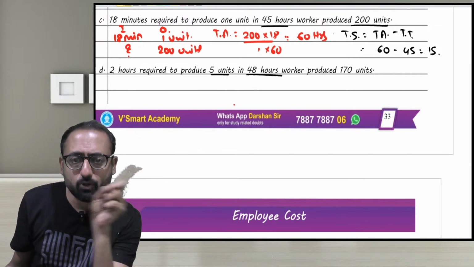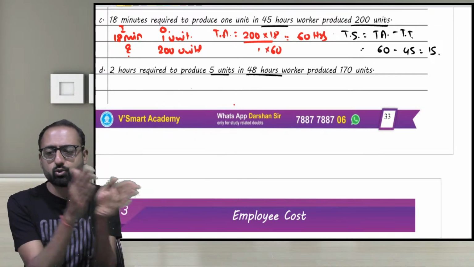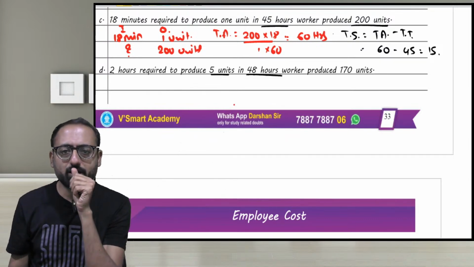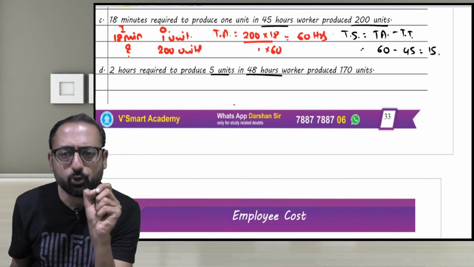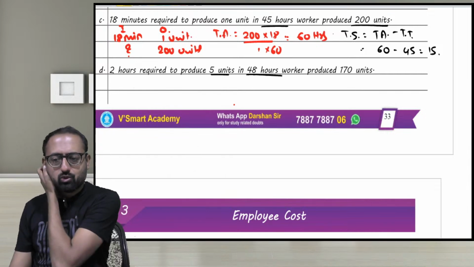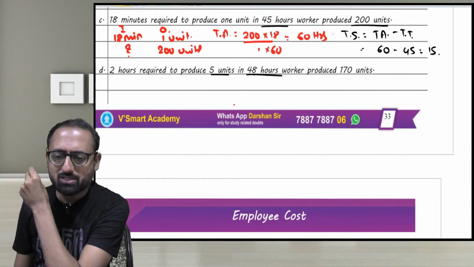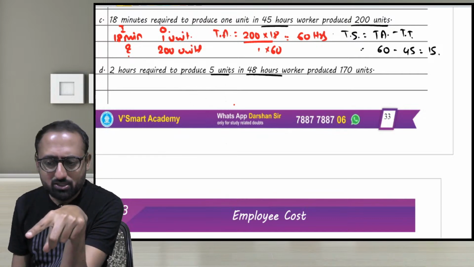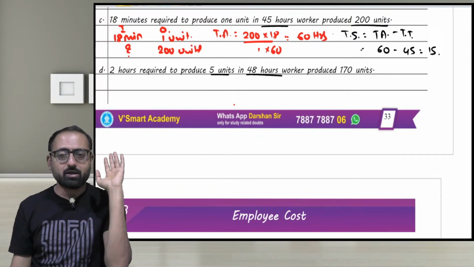In 2 hours you produce 5 units. Input output ratio is 2 and 5. So you'll have to calculate how much time will be required to produce 170 units. So online students are quickly giving the answer: 68 is time allowed and I think 20 is time saved. Absolutely correct answer.